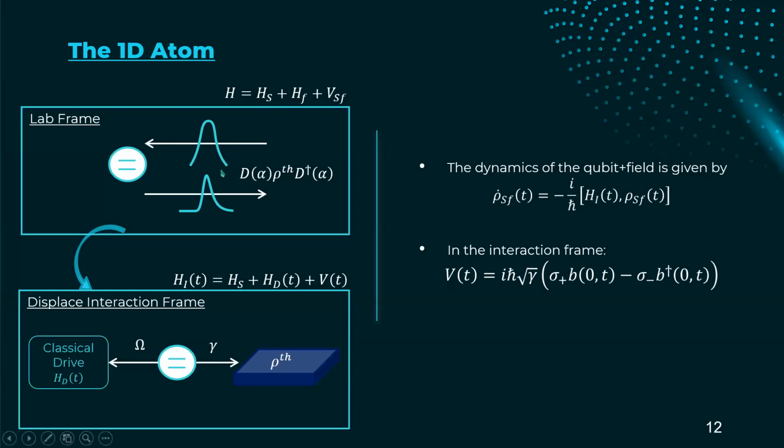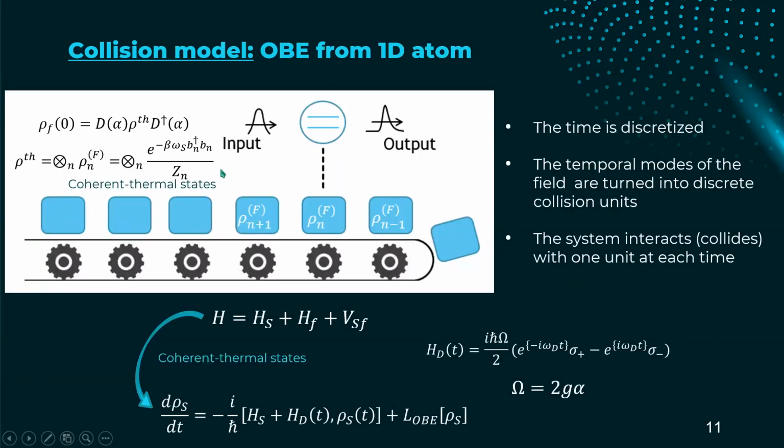Can I ask a quick question here? So in the open system approach, you had a bath and a drive. Now with this model, everything is in the input state. Exactly. So there you have both the bath and the driving. And this is what I'm going to show next.